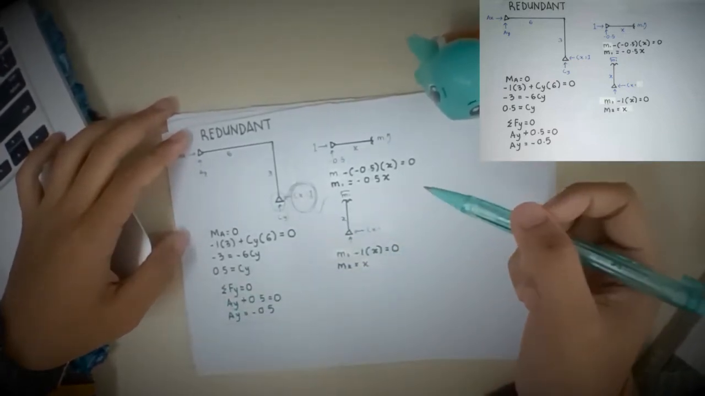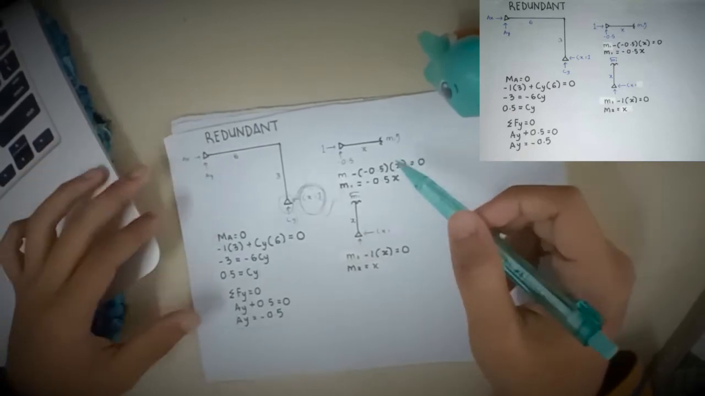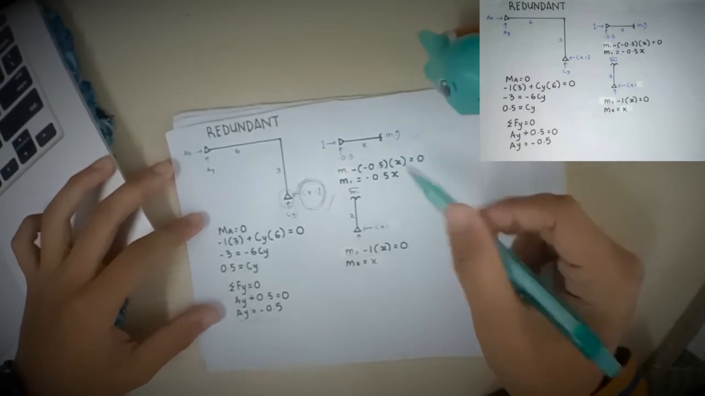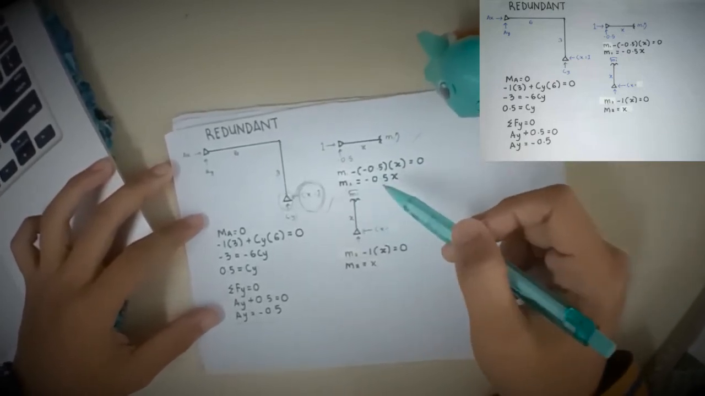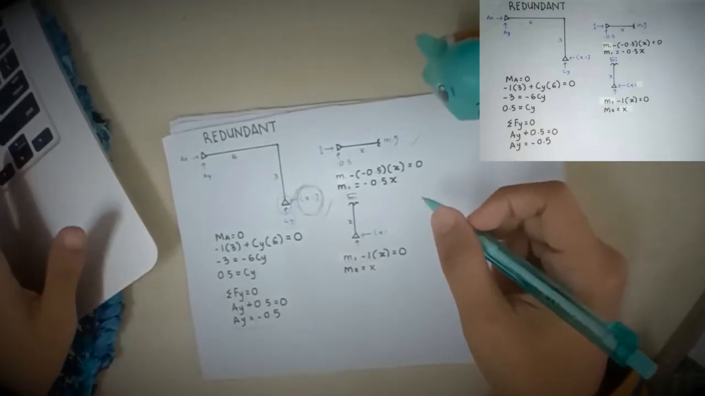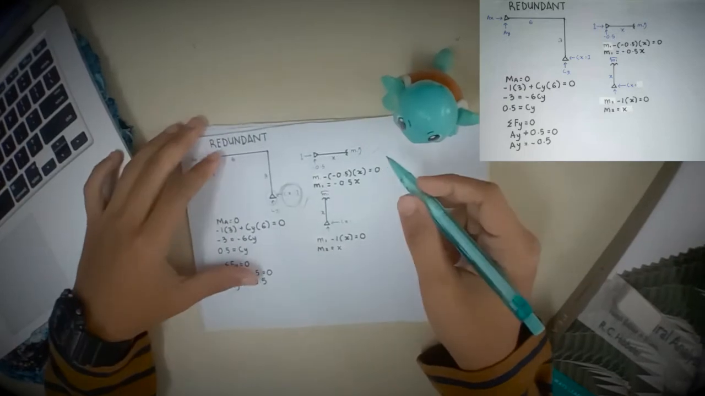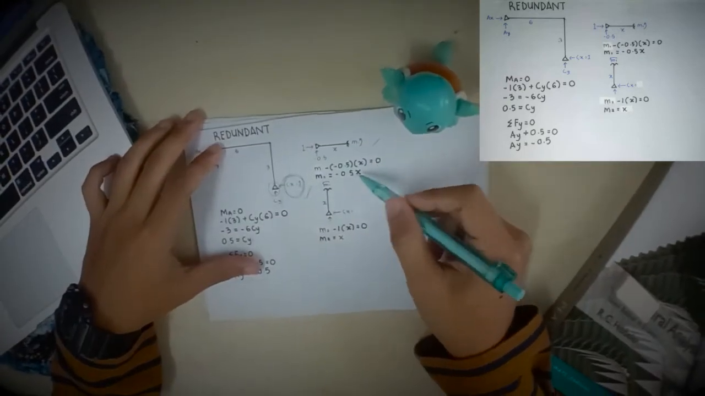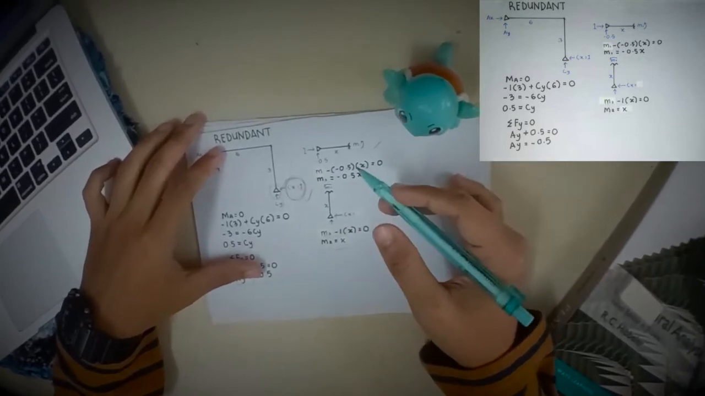Then we also need to find the internal moment in the redundant structure. As you can see here, M1 and M2. We also apply the cut section same as the primary structure, and the result is we got M1 equal to negative 0.5x and M2 is positive x. Alright.